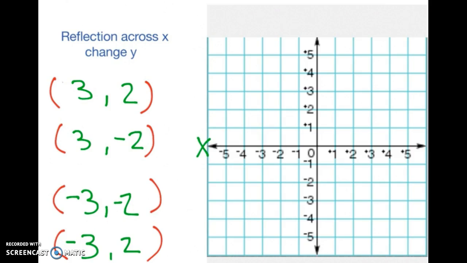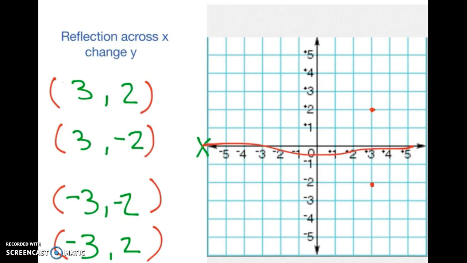So let's do the first one. 3, 2. So we'll go over 3 and up 2, and our point will be there. Now we're going to reflect it. We are just changing the y. So we are still going to go over 3, but this time we are going to go down 2. So as you can see, those images reflect each other across the x.